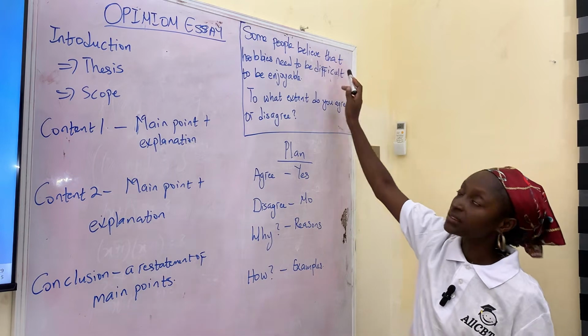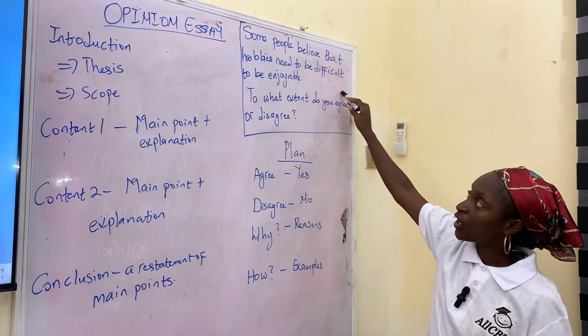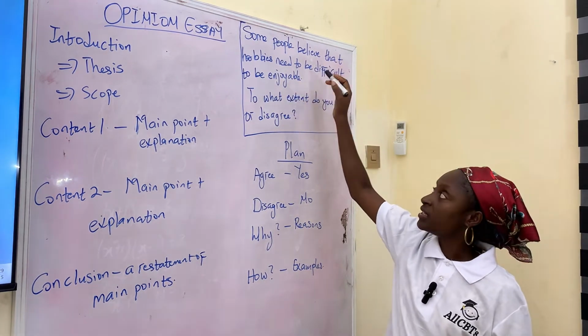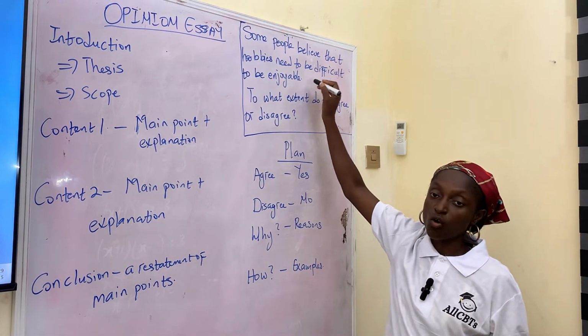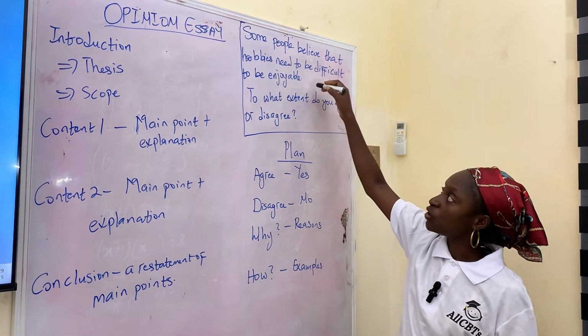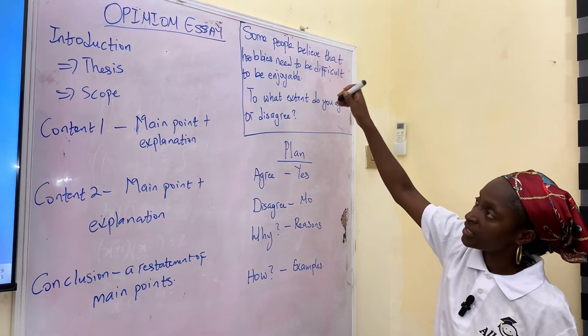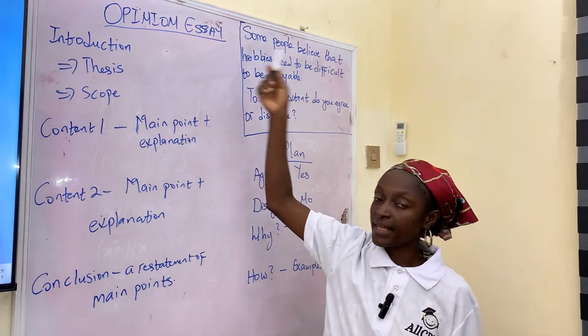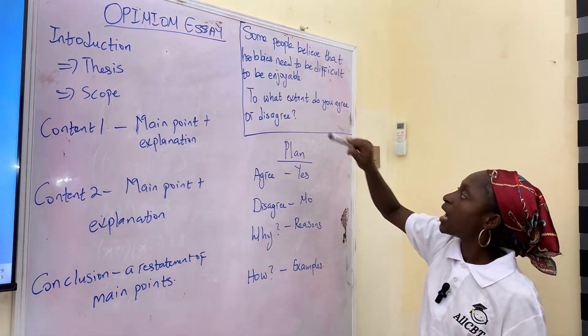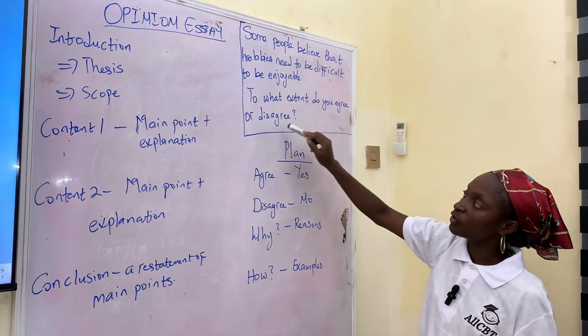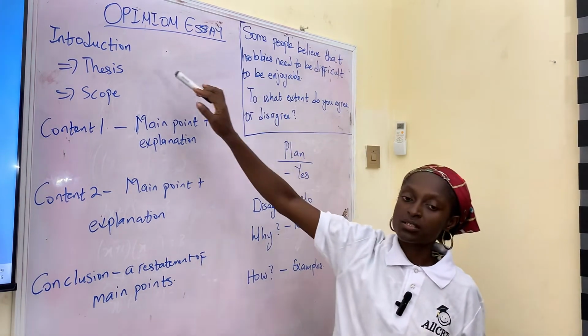Some people believe that hobbies need to be difficult to be enjoyable. This is what you are rephrasing or paraphrasing if you are going to be making use of a paraphrase, and that should be your opening sentence in your introduction. Now, to what extent do you agree or disagree? This is where your thesis comes in.